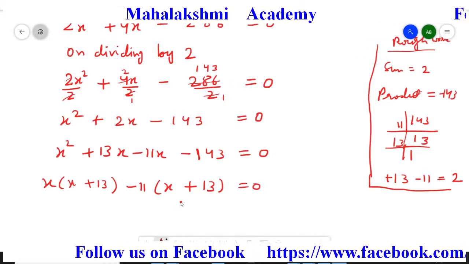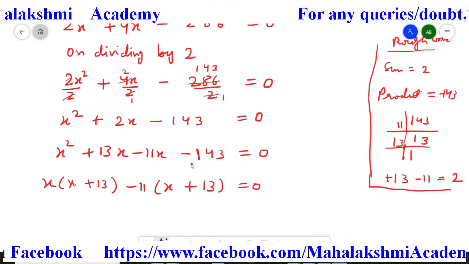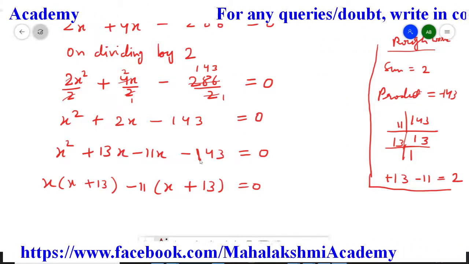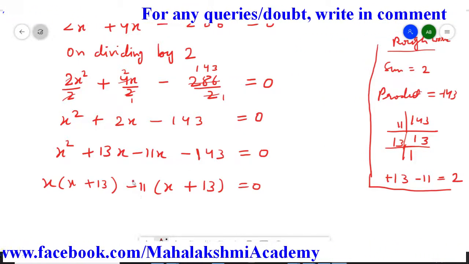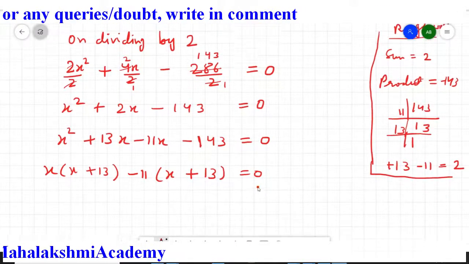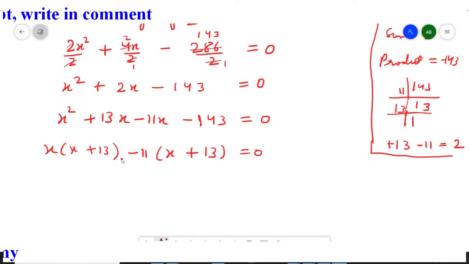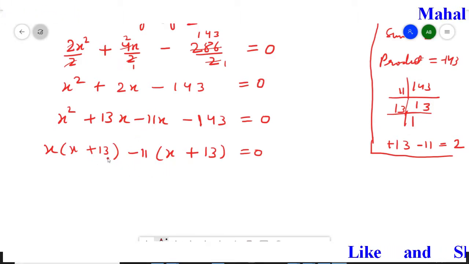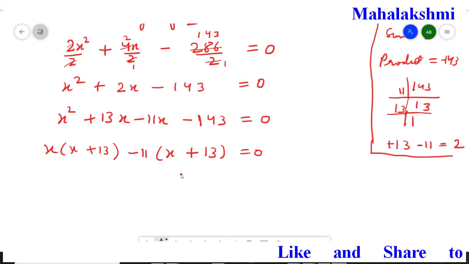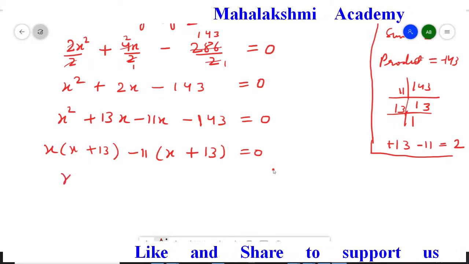So how did I obtain this? From these two terms, just take minus 11 common, so from here x remains, and when you divide minus 143 by minus 11, you will get plus 13. After factorization, it's a very necessary condition that the two brackets should come similar. If you are getting two similar brackets, it means your factorization and selection of numbers are correct. If you are not getting the same, then from this step onwards, try again. So now since the brackets are the same, take the bracket common.